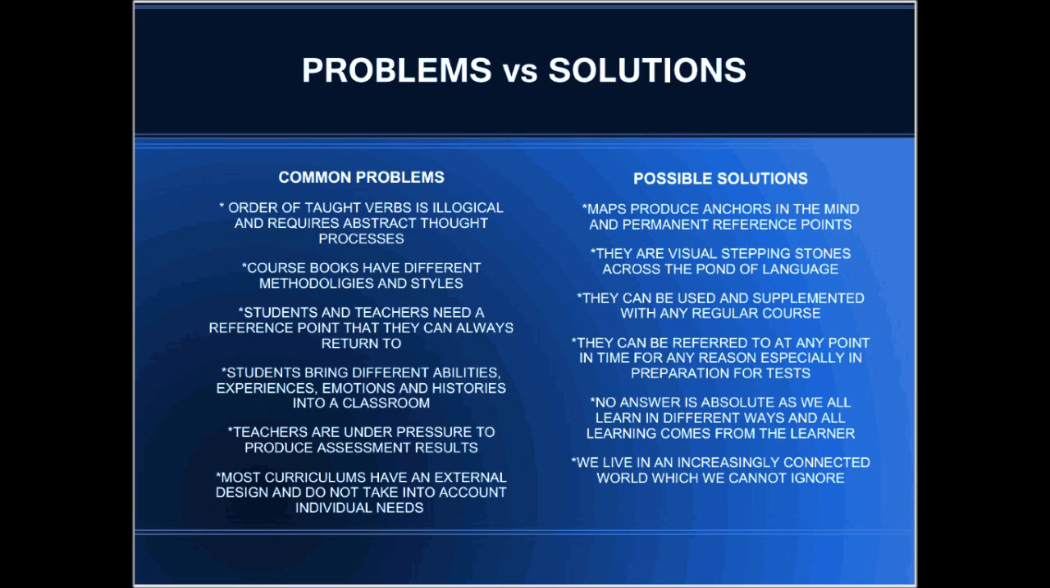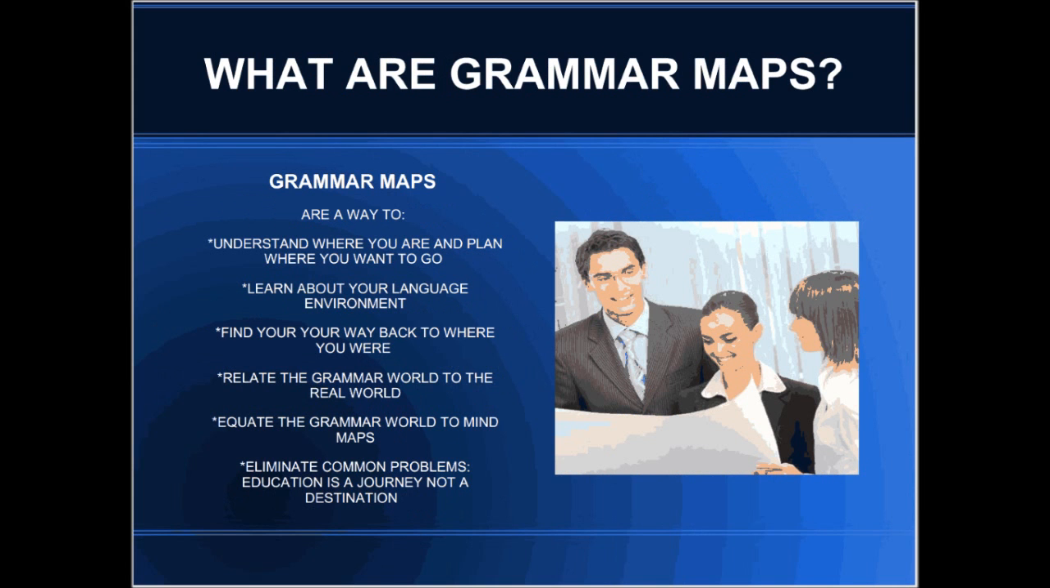So we move from problems and solutions to what are grammar maps. Said simply, grammar maps are a way to understand where you are and plan where you want to go, so that you can go where you want. Learn about your language environment, so you develop an understanding of the structure of the grammatical world. Find your way back to where you were, or retrace your steps, so that you never get lost.